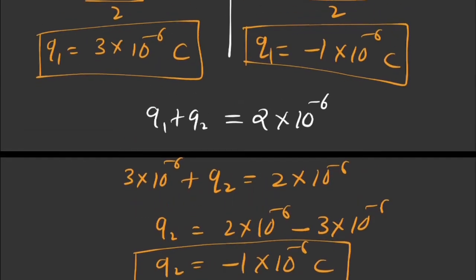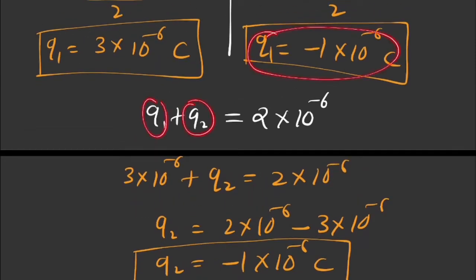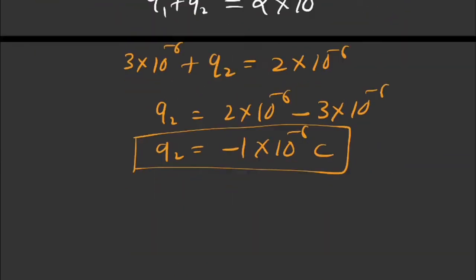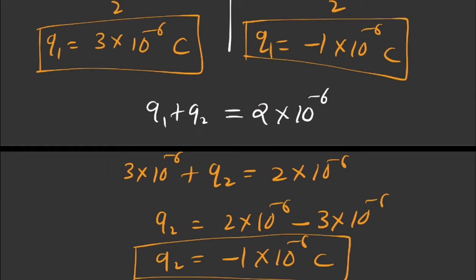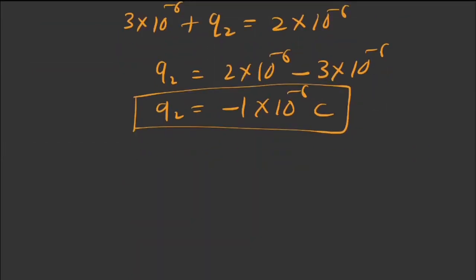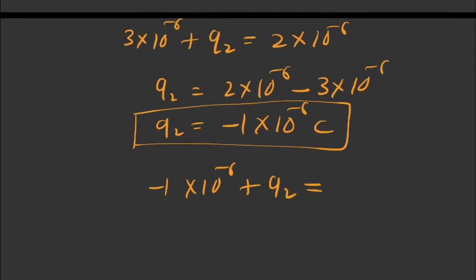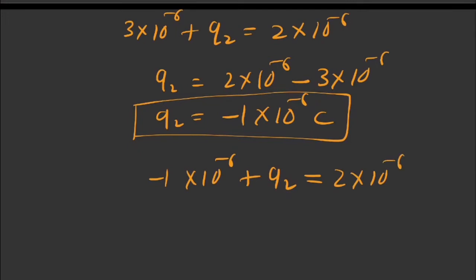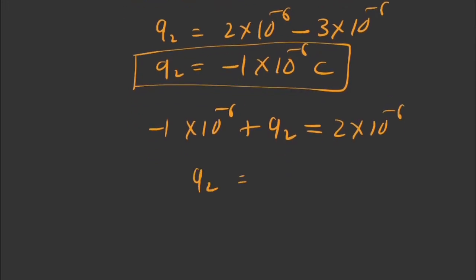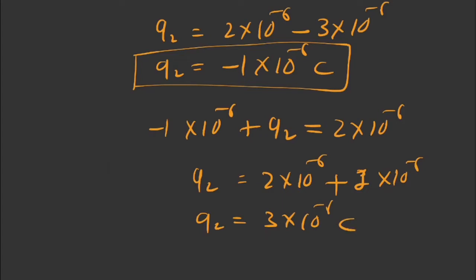And now substitute this value of q1 in this equation. Put q1 here, let us see what we get. So what is q1? Minus 1. So minus 1 into 10 to the power minus 6 plus q2 is equal to 2 into 10 to the power minus 6. Now what is q2? q2 is equal to 2 into 10 to the power minus 6 plus 1 into 10 to the power minus 6. What do we get? q2 is equal to 3 into 10 to the power minus 6 coulomb.